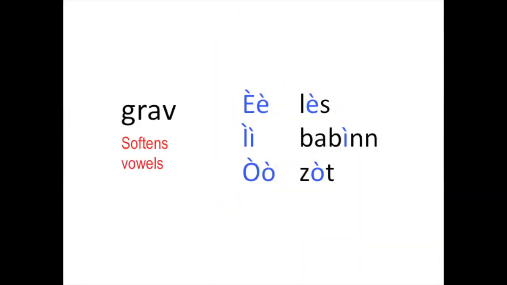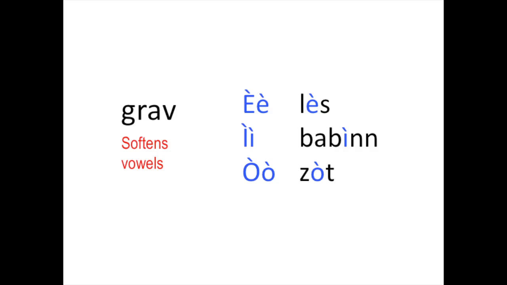We'll move over to the grave accent, known as the grave in Creole. The grave has one purpose, and that purpose is to soften the vowel sound. It softens the vowel sound over three vowels, the E, the I, and the O. So the E, we know, is E, and the grave makes it a short E in English. In our example here, we have lesse, the present tense conjugation for the verb laisser, which means to leave. Molesse, I leave.